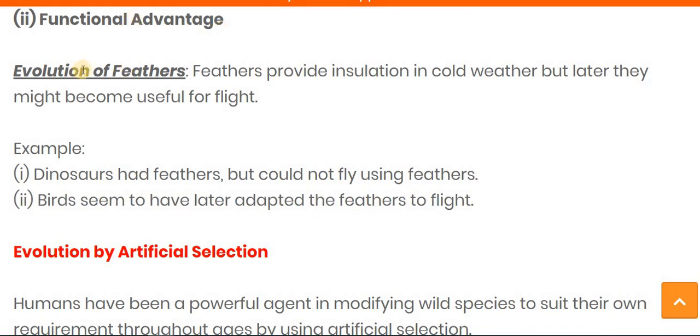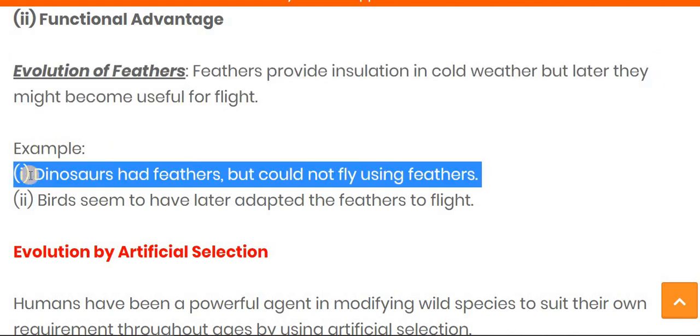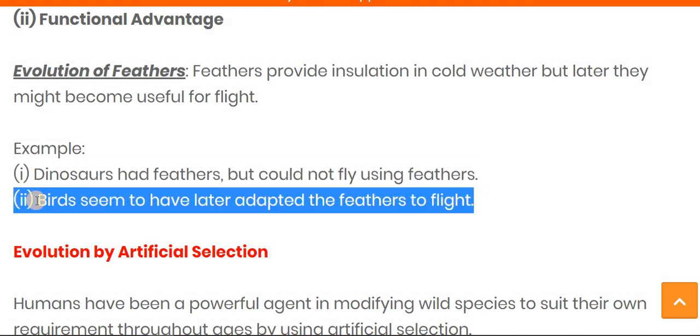So the functional advantage, in that we have to write down the example of feathers. Evolution of feathers. The feathers provide insulation in cold weather, but later on they might become useful for flight. For example, the dinosaur had feathers but could not fly using the feathers. And the second one, birds seem to have later adapted the feathers to fly.